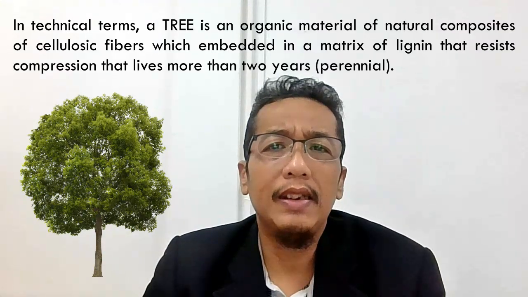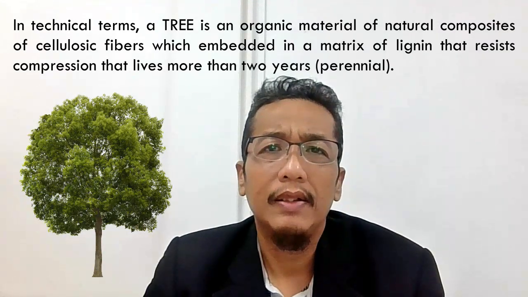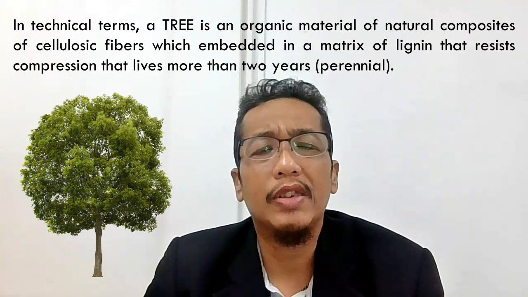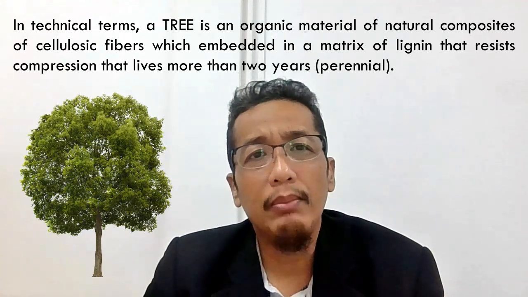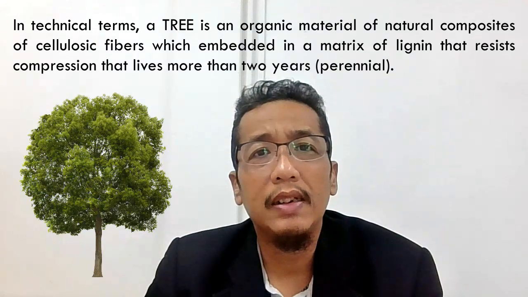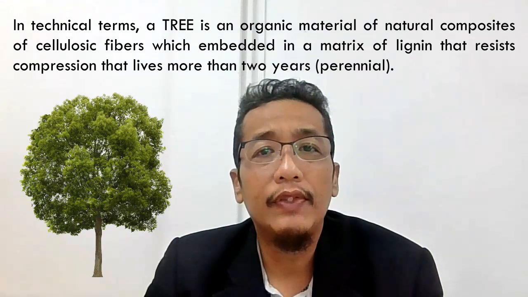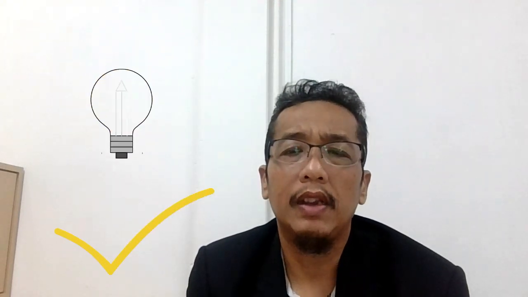And now, let us define a tree. So what is a tree? In technical terms, a tree is an organic material of natural composites of cellulosic fibers embedded in a matrix of lignin that resists compression, that lives more than 2 years. A tree has its significant characteristics. Not every single tree-like plant is classified as a tree. They have to comply with certain characters to verify that it is a tree.